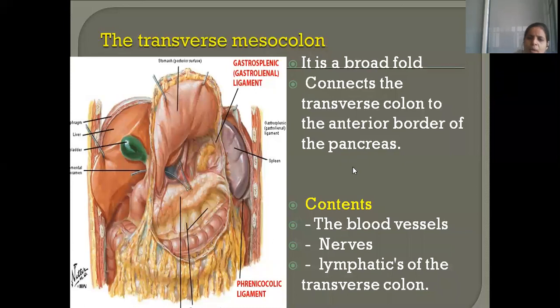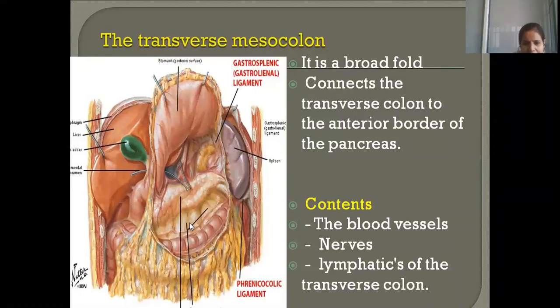Okay, so why I'm talking about the pancreas is that the transverse mesocolon is continuing its journey and it is taking its attachment on the anterior border of the pancreas. The fourth layer of the greater omentum is covering the transverse colon. Now it is continuing as transverse mesocolon. The same transverse mesocolon is now attached to the anterior border of the pancreas. Is that clear? Okay.